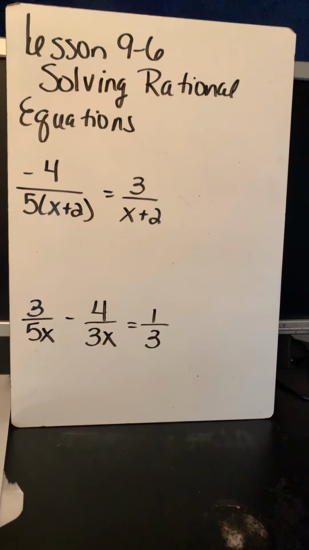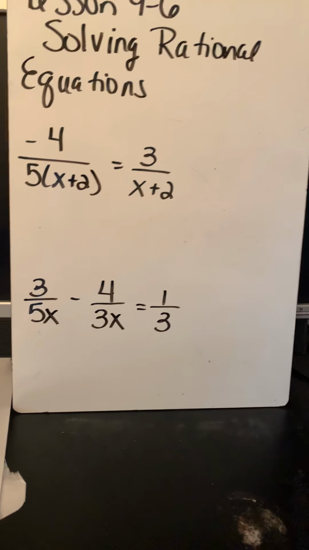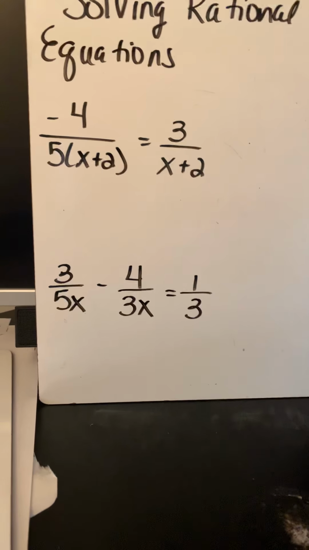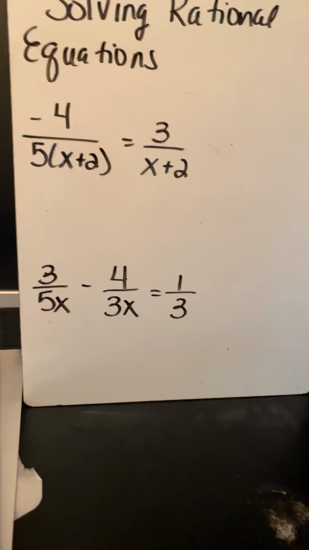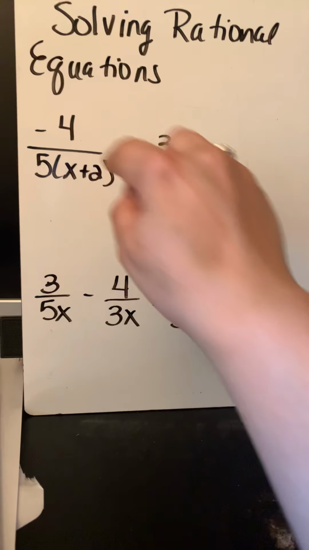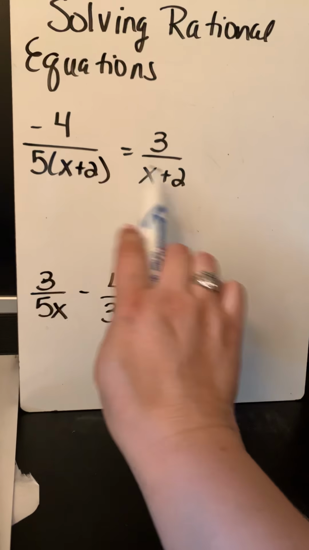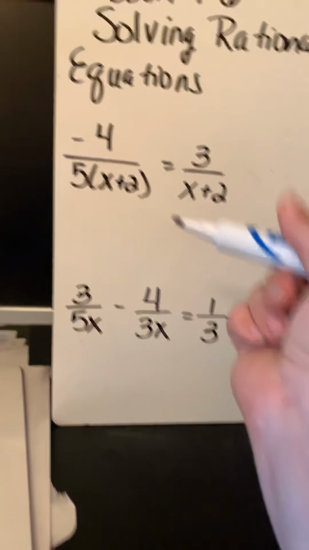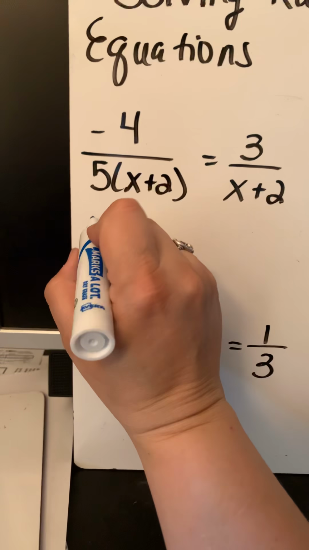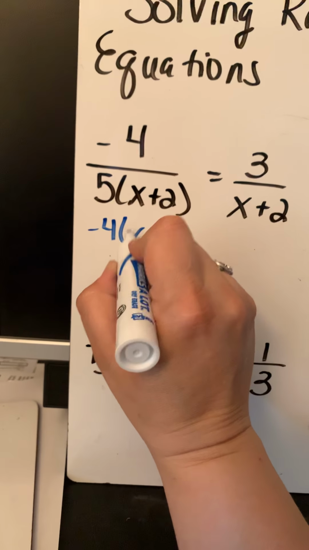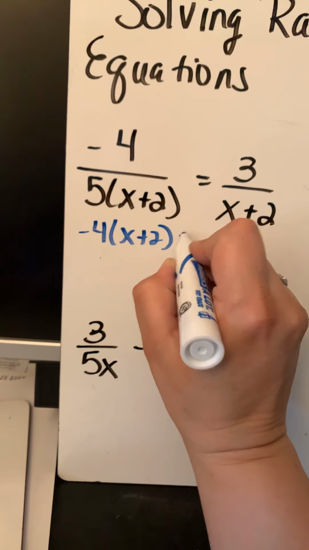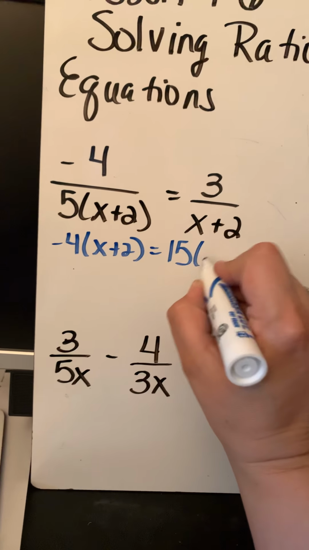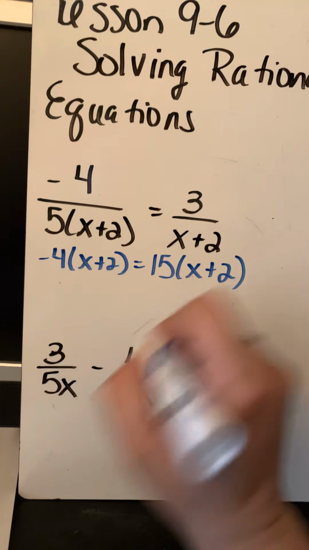So, solving rational equations. When you have equations set up like this very first one, which is going to be the first few problems that you guys are going to have to do, keep in mind when two proportions are set equal to each other, cross multiply to solve. Okay, so you're going to have -4 times x plus 2 equals, I'm going to go ahead and take my 3 times my 5 to get my 15, x plus 2.